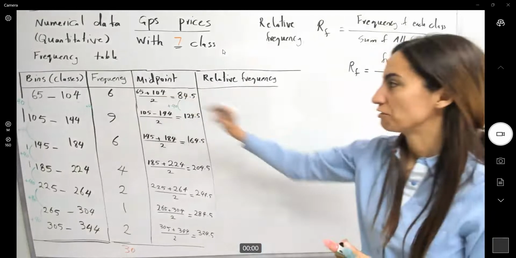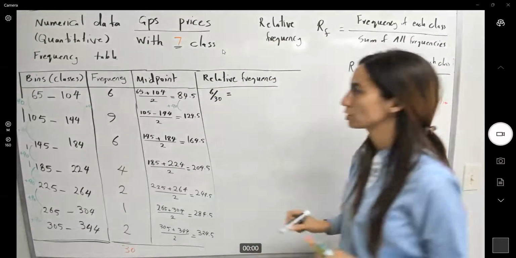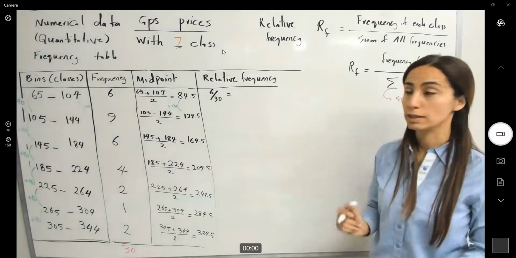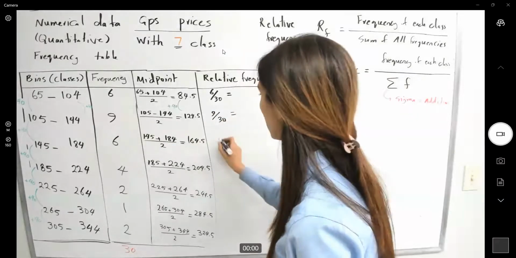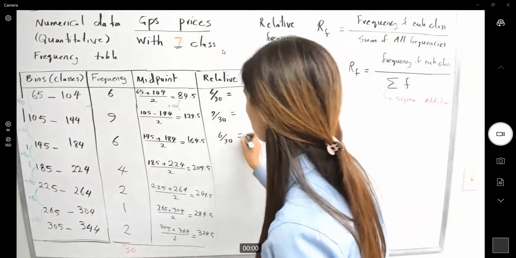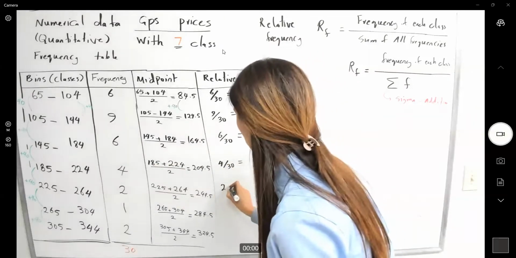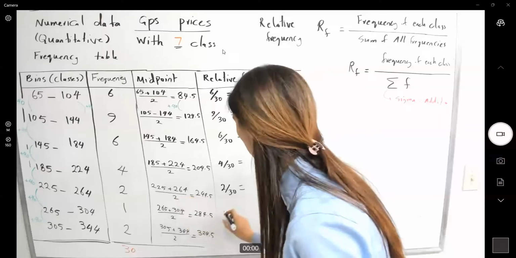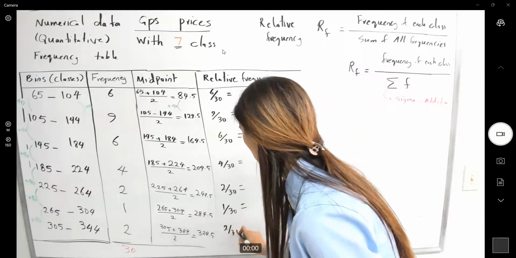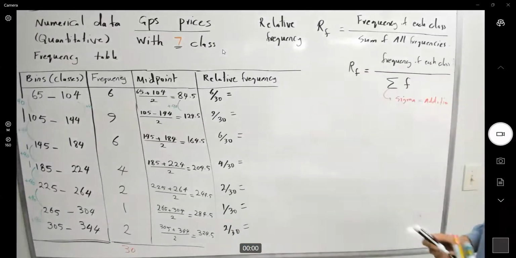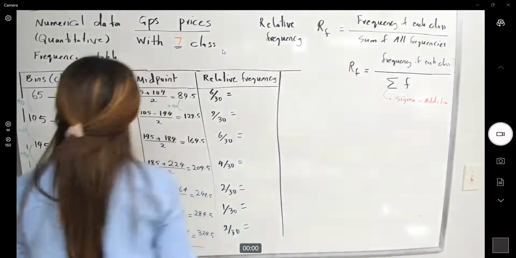So 30, the sum of all frequencies, and you're going to find the relative frequency for each one of these. So the first class is 6 divided by 30. Either use percent or decimal. The second class, 9 divided by 30. The third class, 6 divided by 30. Then you have 4 divided by 30. Then you have 2 divided by 30. 1 over 30. And finally, 2 over 30. Relative frequency. Very good.